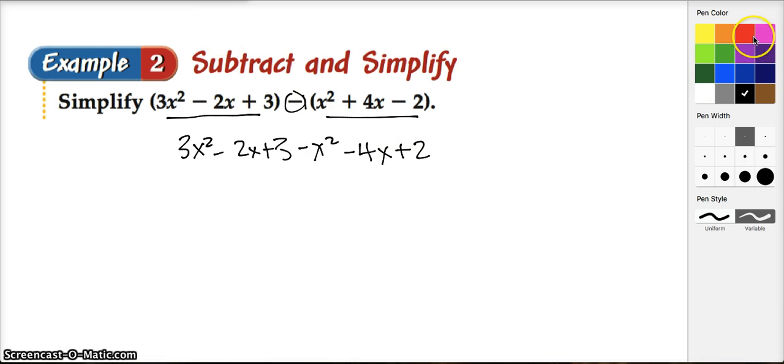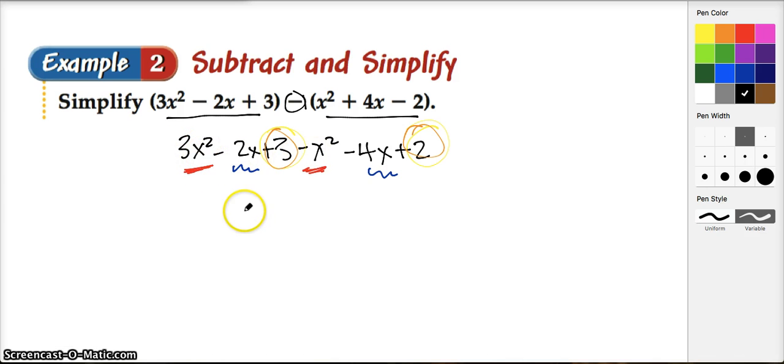Now what I'll do is I will identify like terms. So this is like this. This guy is like this guy. And finally, this is like this. I can barely see that. These are my constant terms. And so what I'm going to do is I'm going to join those like terms together. This is what it means to subtract and simplify. Not too bad, right? I feel like we've done this before.